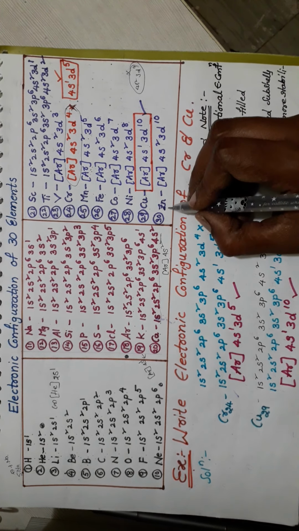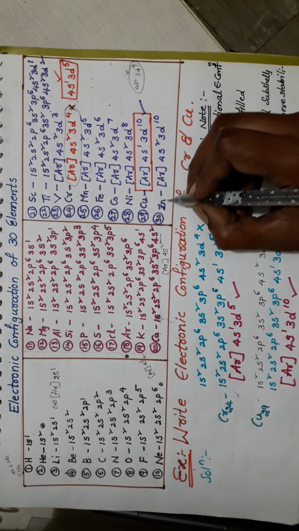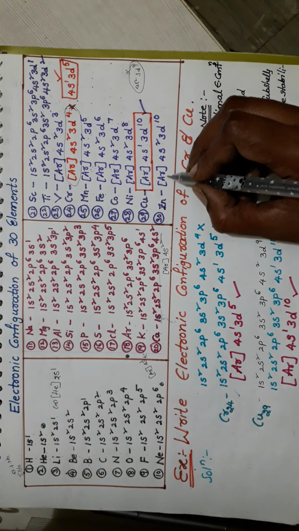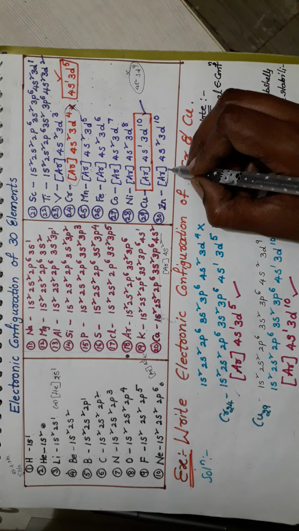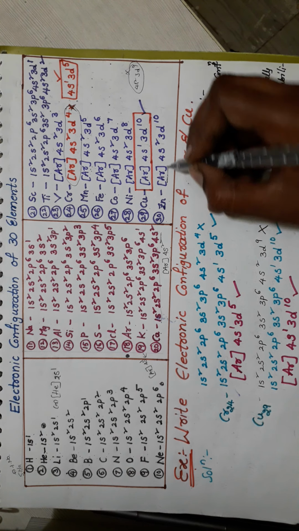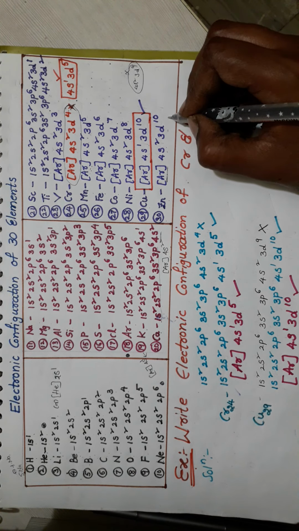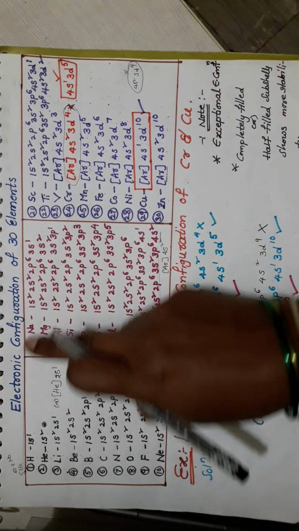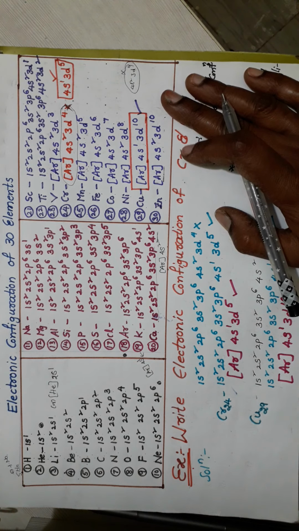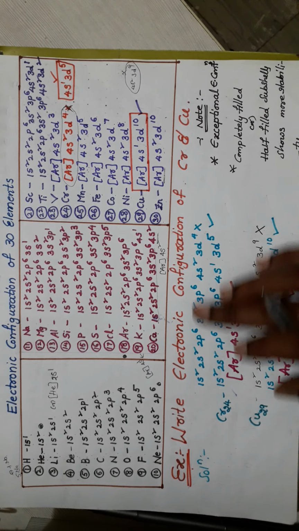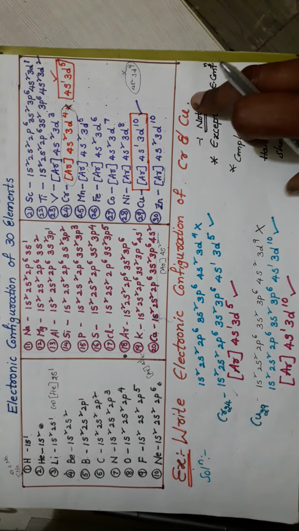Okay, so next zinc. Zinc atomic number is 30. Here I wrote argon in the place of 18 electrons, and the remaining 4s2 3d10. Okay, this is about the electronic configuration of 30 elements. Next, for example, write the electronic configuration of chromium and copper.